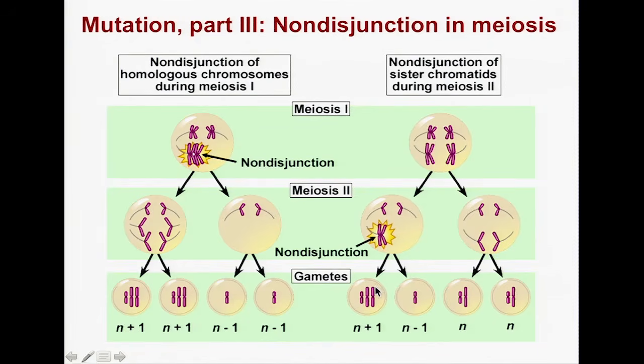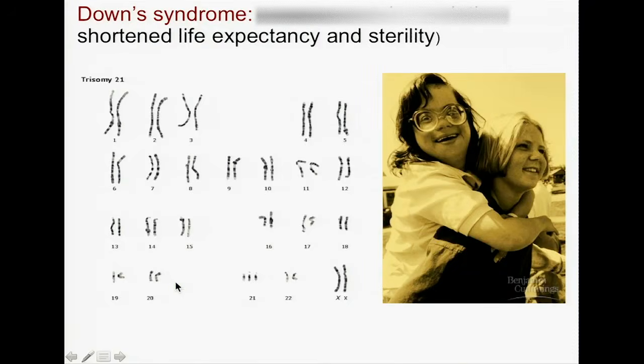Either way, by the time you get down to the gametes, there's a few with an extra chromosome in it. Because this didn't separate, both members of the sister chromatid end up in the same sperm or egg. And likewise over here, there'll be extra chromosomes in these sperm or eggs. Now, this can cause real problems.